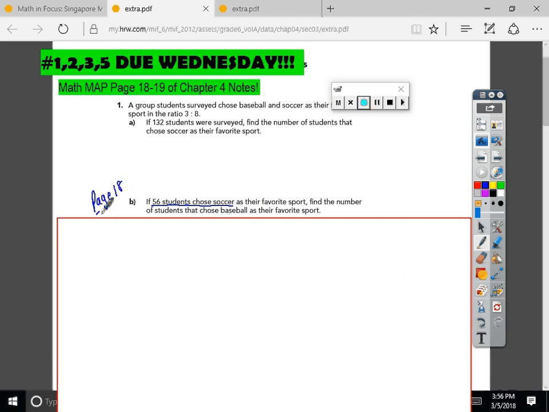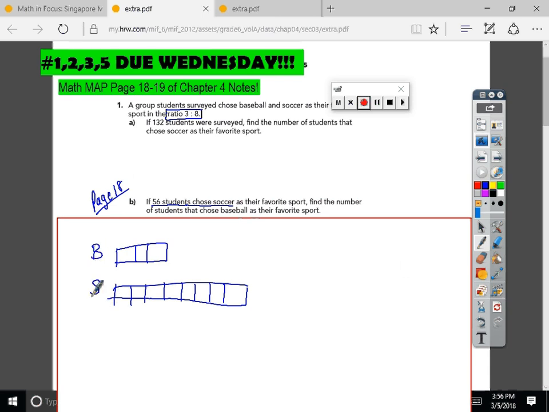So let's go to our page 18 map again. Page 18, your math breaker map, would tell you to draw the original ratio. Well, I don't see a ratio for part B, or do I? Oh, it's up here. There it is. The original ratio. I'm going to draw it again because it's going to represent something different this time. 3 to 8. And if you remember, the first number went with baseball. The second number goes with soccer.